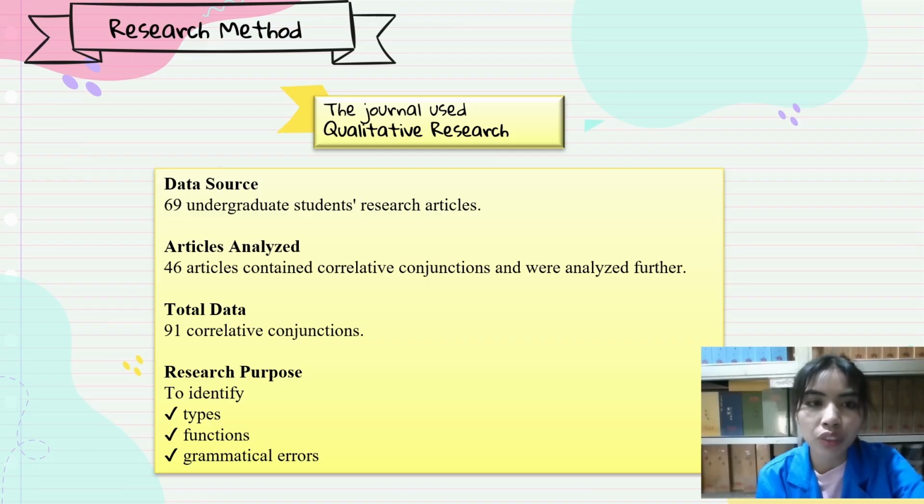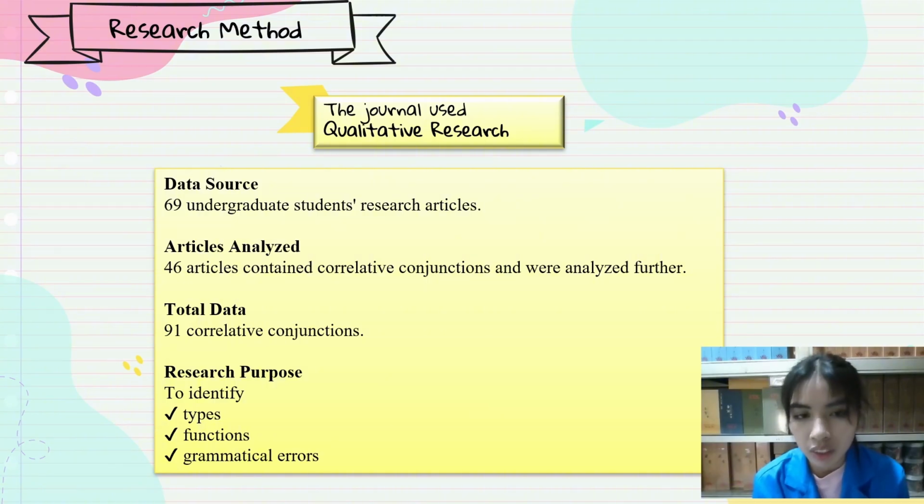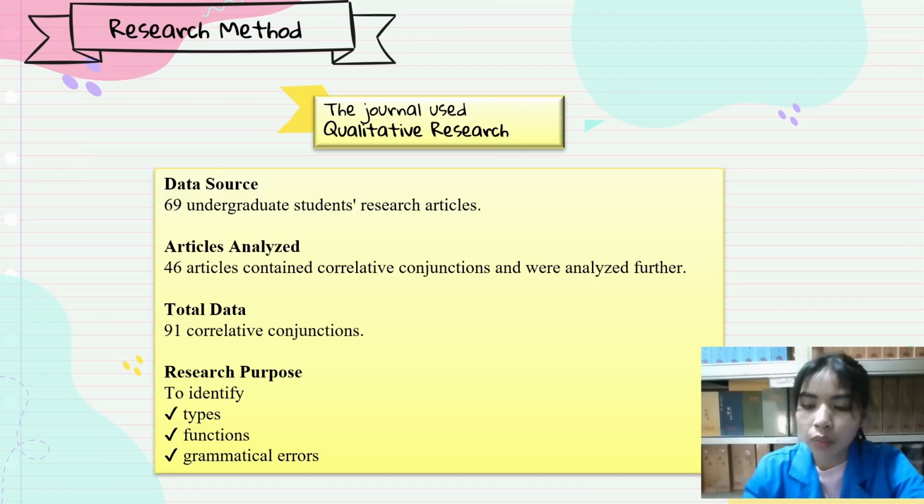Research method. Based on the journal, the research analyzes correlative conjunctions in student research articles. The purpose was to identify the types and functions of correlative conjunctions and the grammatical errors made by students.